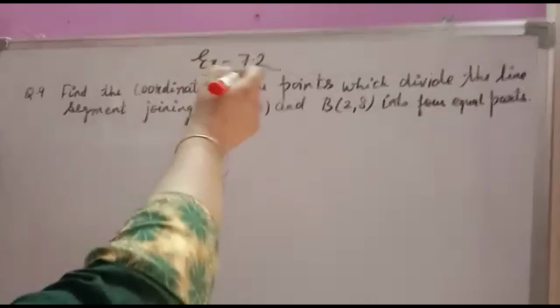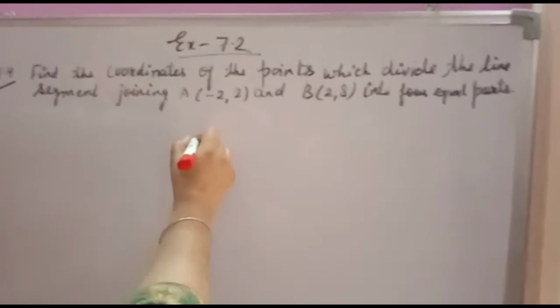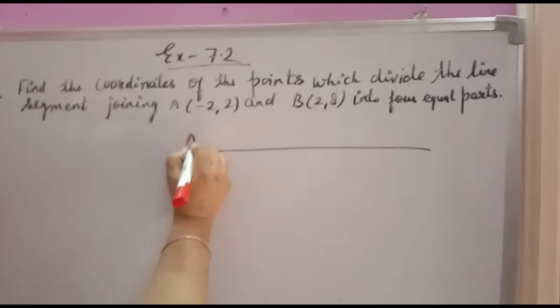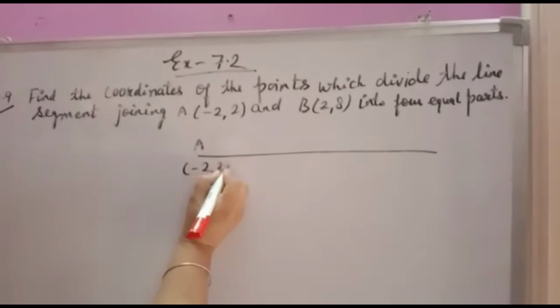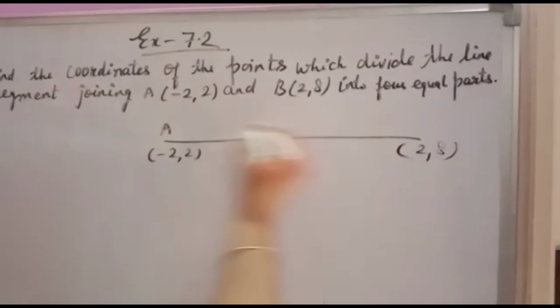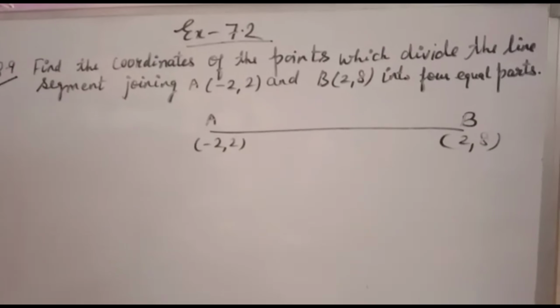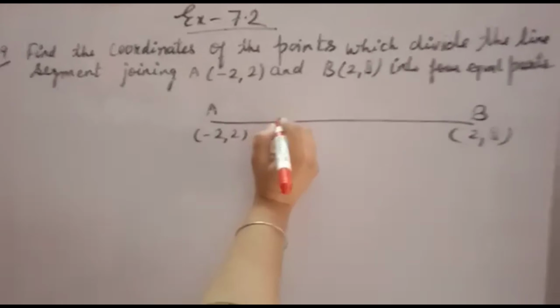See exercise 7.2 question number 9. Find the coordinates of points which divide the line segment joining. One line segment is there. The end points of the line segment are (-2, 2) and (2, 8). This point is A, this point is B. You have to find the coordinates of points which divide the line segment into 4 equal parts.